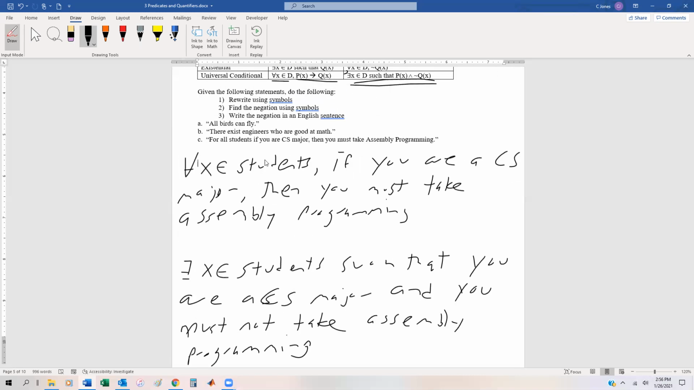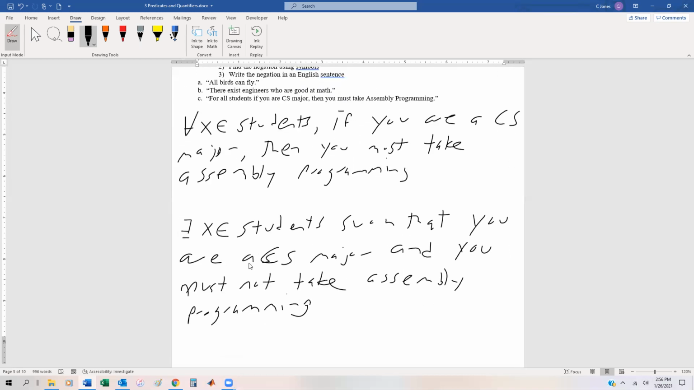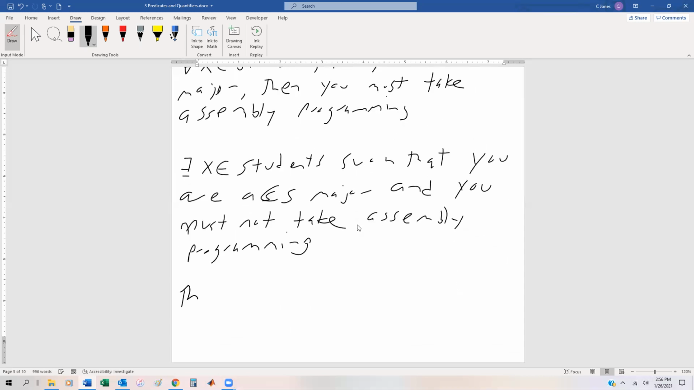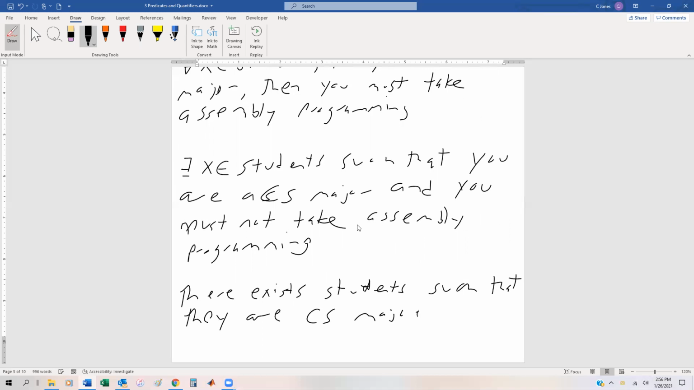And then finally, if you want to write the negation in English, you could say there are students, or there exists, something like that. So there exist students such that they are computer science majors and must not take assembly programming.